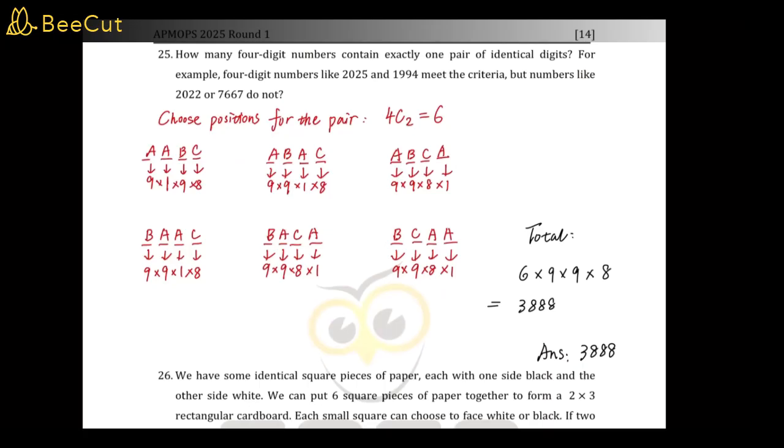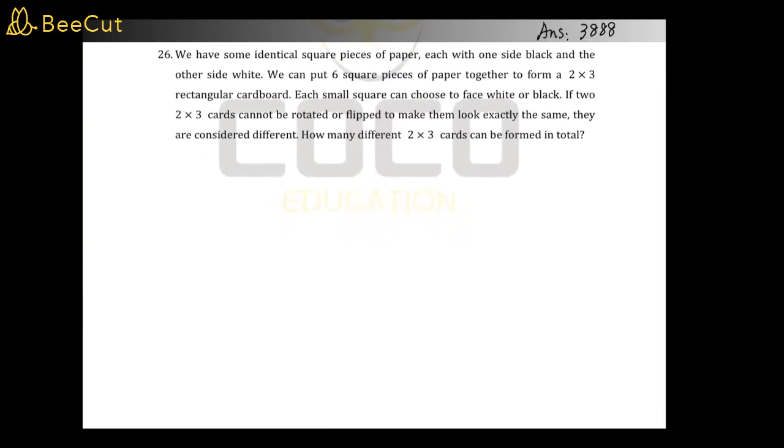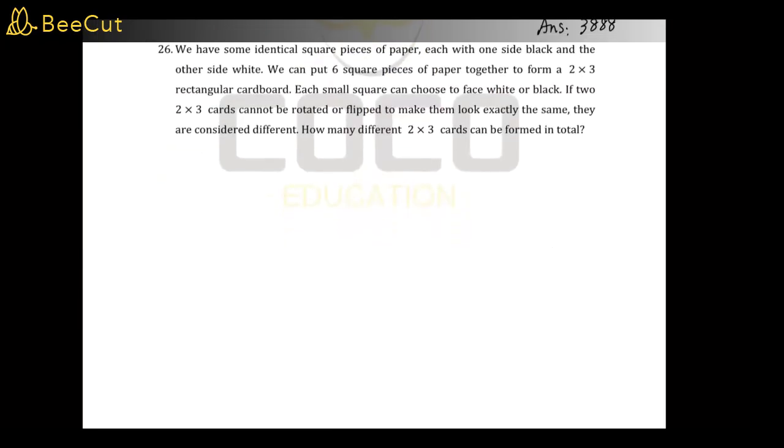Now, question 26. This one is asking how many 2 by 3 cards with a different pattern are there? Now, if you can get the same pattern after rotation, and you can also flip the paper, meaning you flip it to the other side of the paper, where black becomes white and white becomes black, then that's also considered the same.